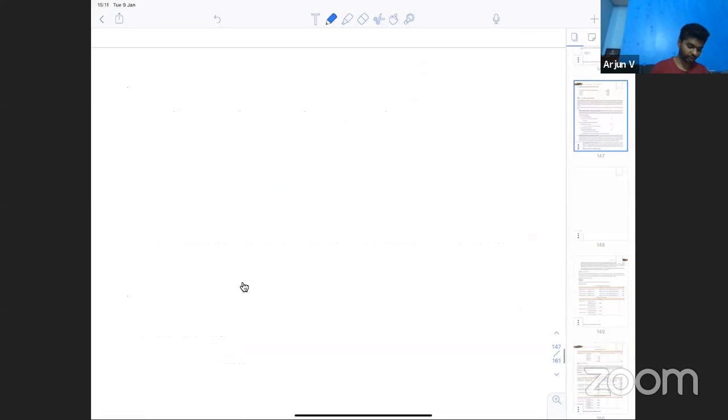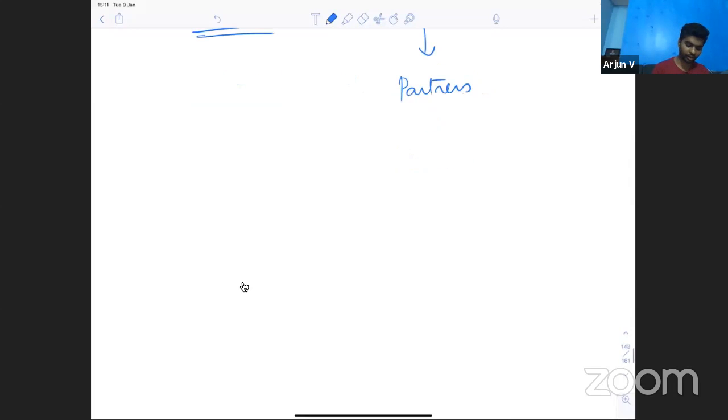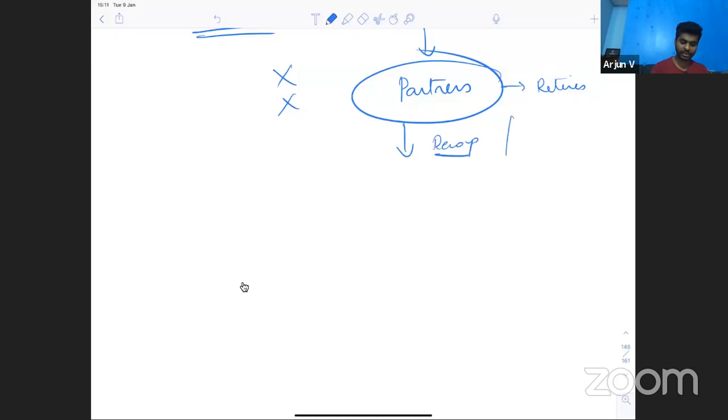Okay. What is joint life policy? A joint life policy is basically an insurance cover taken on the partners by the firm. So what the firm is doing is taking a life insurance policy on all the partners. Why do they do this? Let's say if a partner dies, or a partner retires, sometimes the firm will take some time to recoup or replace the partner and get back to its original position.